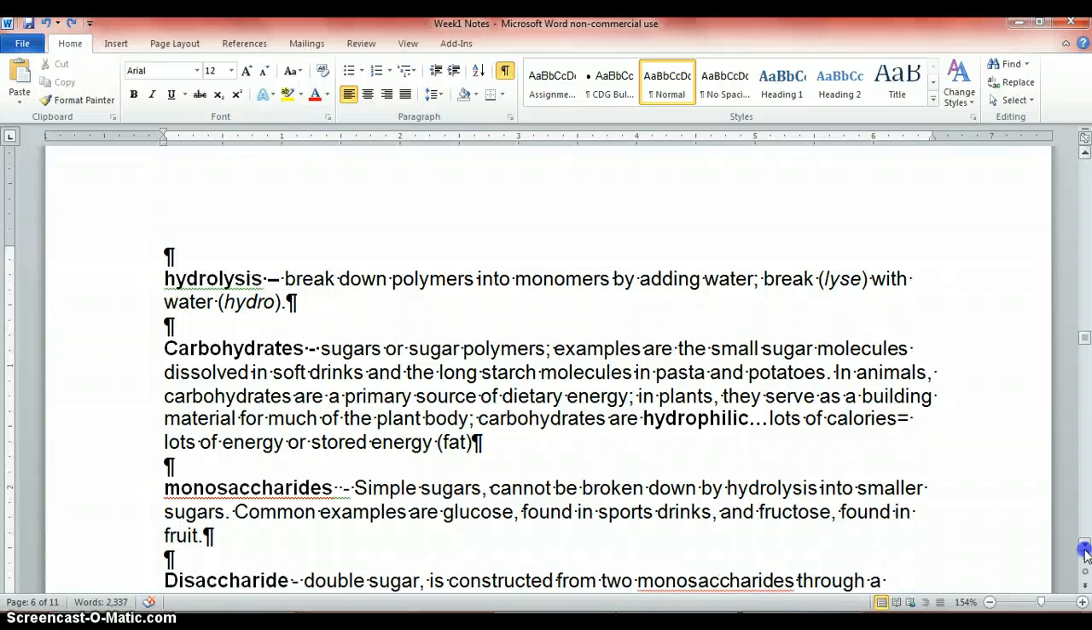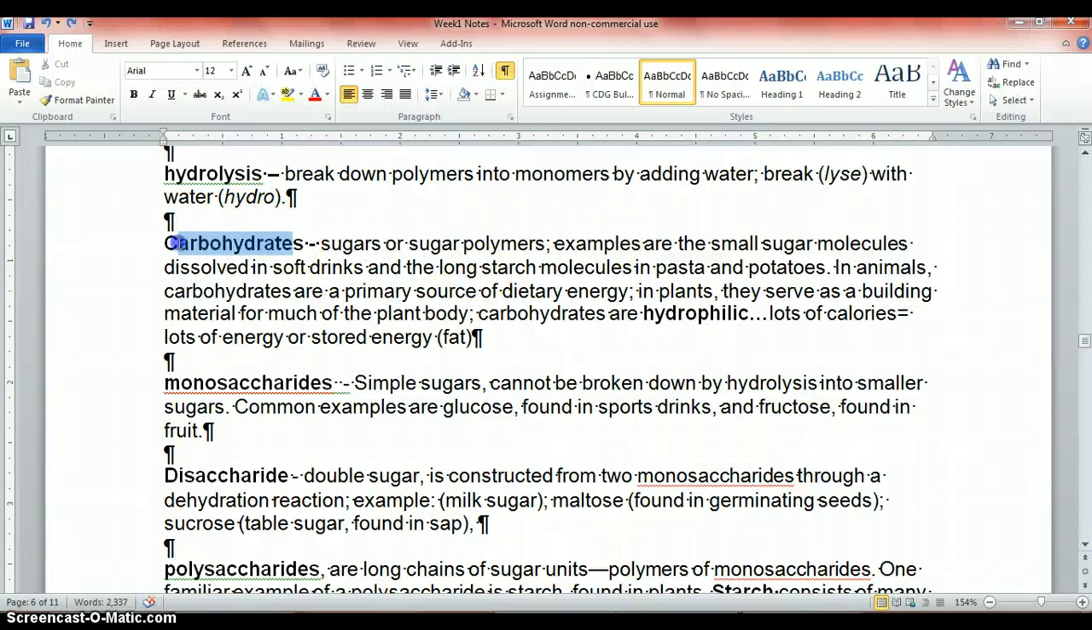One example, like they talked about, carbohydrates. Now we think of carbohydrates a lot when we're trying to eat healthier. Carbohydrates are sugars or sugar polymers that can be dissolved in soft drinks. They're hydrophilic. We're going to get to philic later, but that means water-loving, so you can dissolve them. And for animals, they are a source of dietary energy. For plants, they are the material used to give the strength to the plant body. The reason we as animals don't want to eat too many is we do not use the energy from the hydrocarbon. It gets stored as fat.